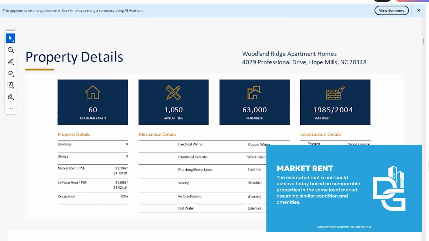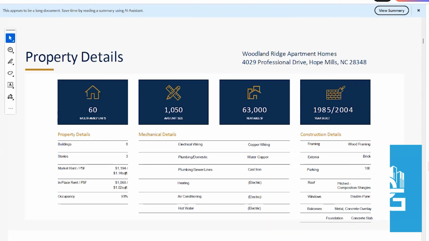Market rent versus our rent. This is one of the biggest factors for our investment. And again, these properties run like a business. They're based off cash flow. Cash flow is driven by how much rent we're collecting from our tenants.